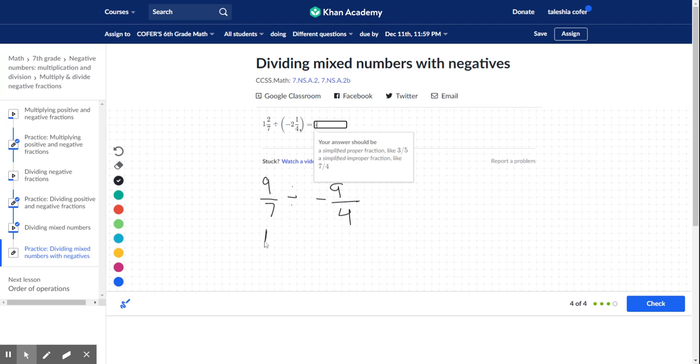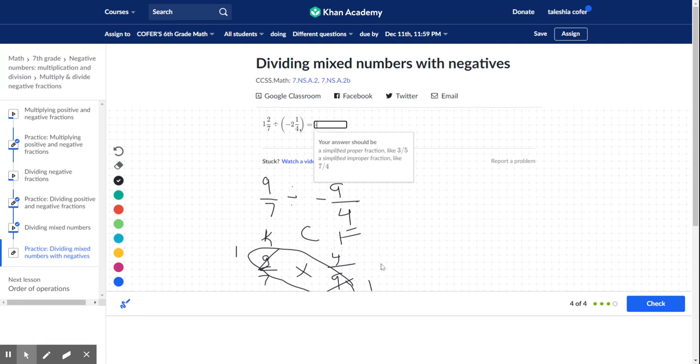Now I can keep it, change it, flip it. Keep it as 9/7, change it to multiplication, flip it, and I now have 4 over 9. Look at my 9s here. Those are multiples of 9, so I can divide both of them by 9. 9 divided by 9 gives me 1. 9 divided by 9 gives me 1.